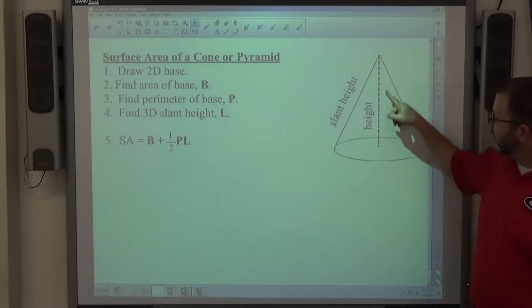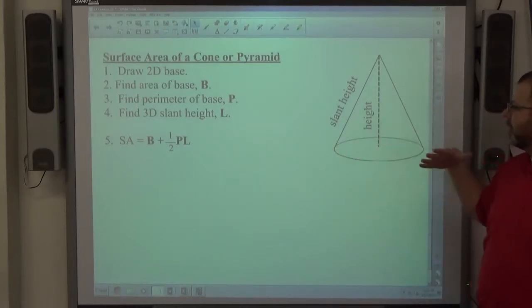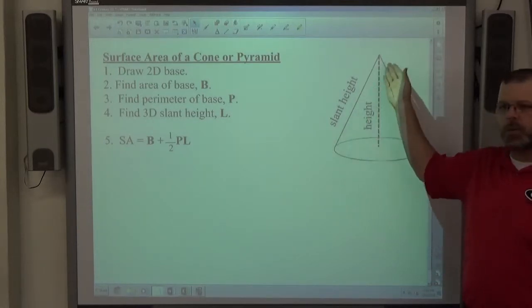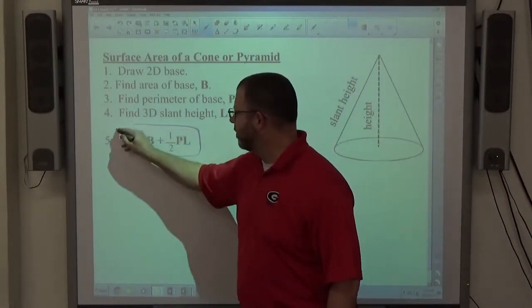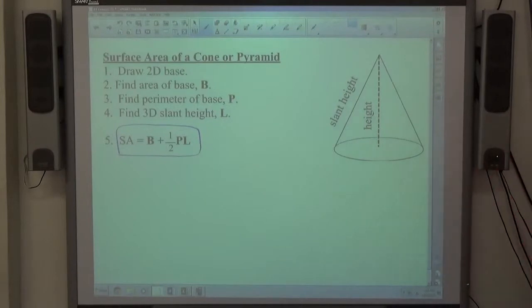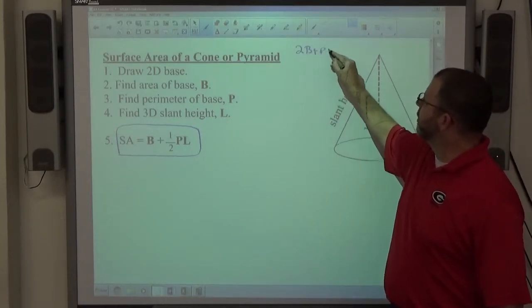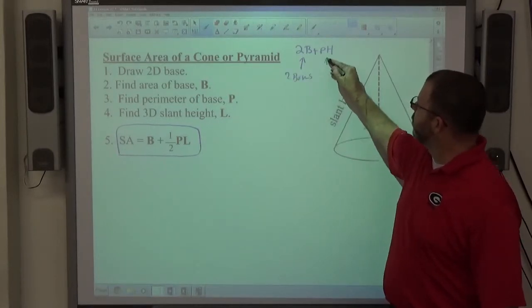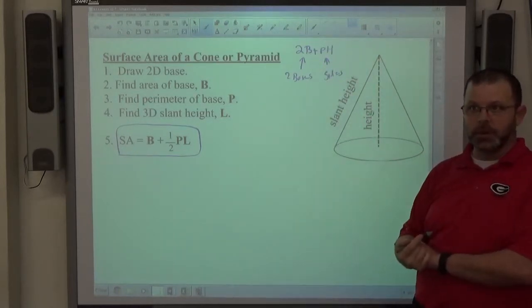First thing I want to bring to your attention is the difference between the perpendicular height and the slant height. Every time you look at these problems, perpendicular height if we're doing volume, slant height if we're doing surface area. And this surface area formula is not the same as the surface area formula of the prism or cylinder. The prism or cylinder one was 2B plus PH, right? 2B is the area of the two bases, and PH was the area of the sides. That's what we did for the prism or cylinder.